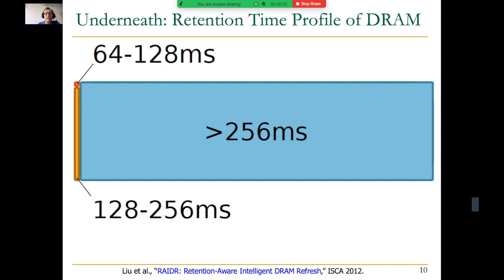But there are also some cells that are weak, very, very weak. And those are the cells that dictate the refresh rate today, because you don't want to lose any single bit. Some cells are extremely leaky, extremely small, and they have to be refreshed every 64 milliseconds. As a result, we set the refresh rate today to every 64 milliseconds. So it's really worst case thinking, which is not necessarily a good thing if you want to optimize a system.